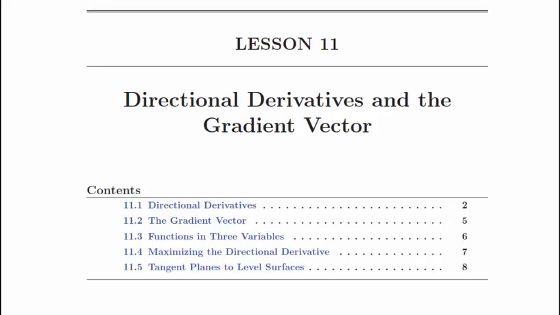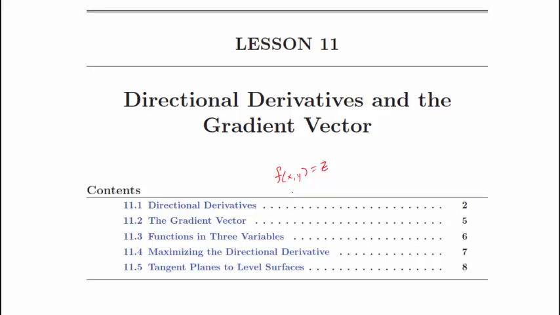Today we're covering directional derivatives. If we have a function f of x comma y equals z, then we want to look at the rate of change of z as we move in any direction that we please, instead of just the x direction or the y direction.